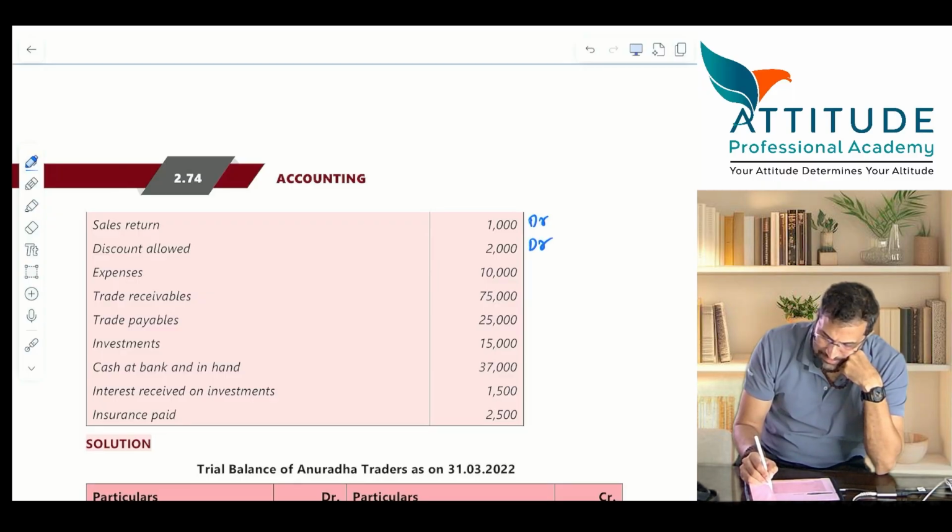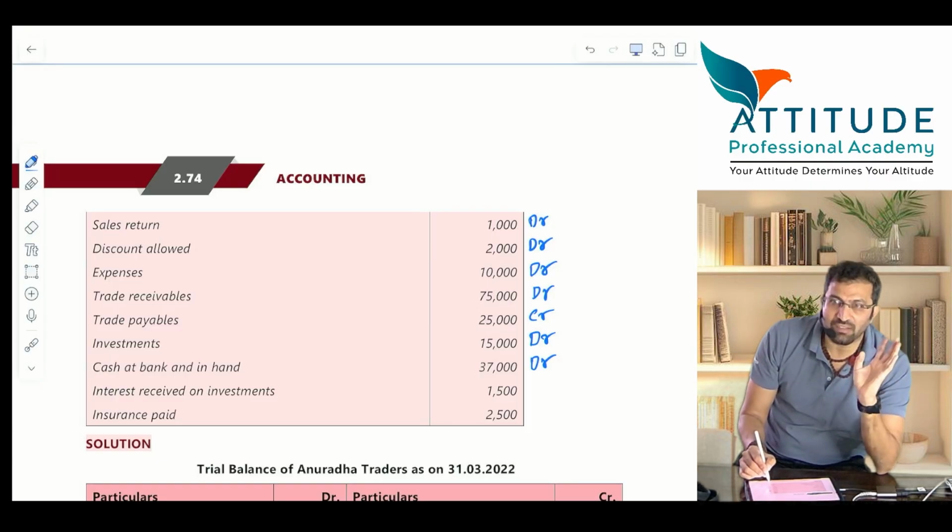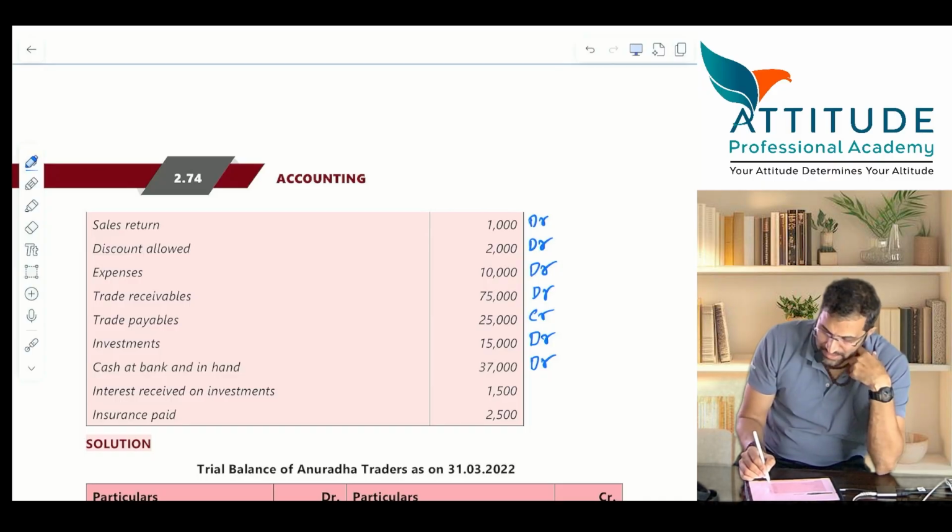Debit. Expenses. Debit. Trade receivables. It's an asset. Debit. Trade payables. Credit. It's a liability. Investments are assets. Debit. Cash at bank. Cash in hand. It's an asset. Debit. Interest received on investment. Interest received on investment. Receivable नहीं. Have they said receivable or already received? It's an income. Income will show credit balance. Insurance paid. It's an expense. Debit.